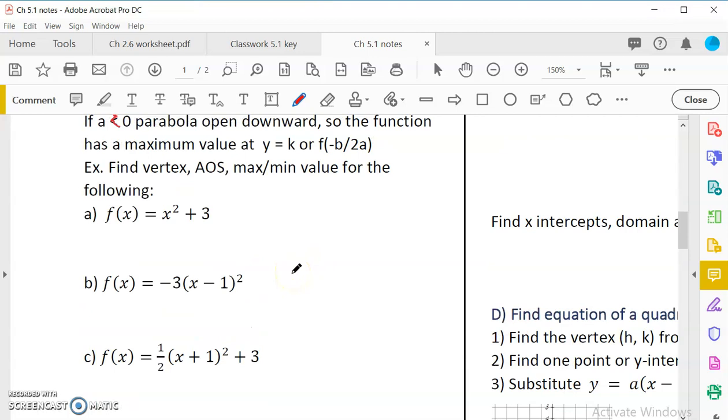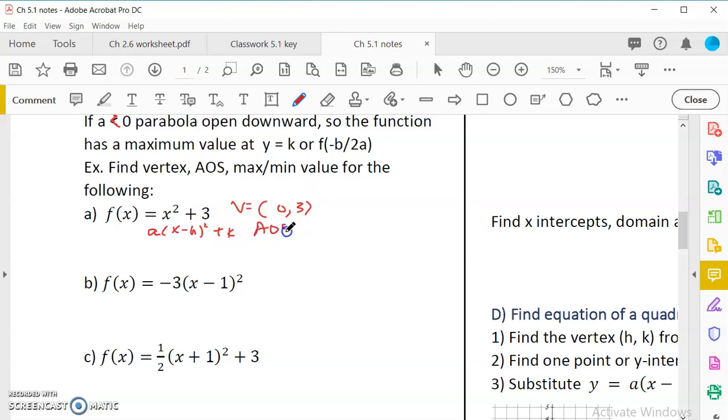So in all cases, find the vertex, axis of symmetry, and tell us if it's the max or min y value. First is f of x equals x squared plus 3. I do not see any x term, so this looks like a vertex form. I will write it as a(x minus h) squared plus k. I don't see any minus, so h must be 0. Vertex (h, k) is (0, 3). Outside, 3 is k, so it's 3.